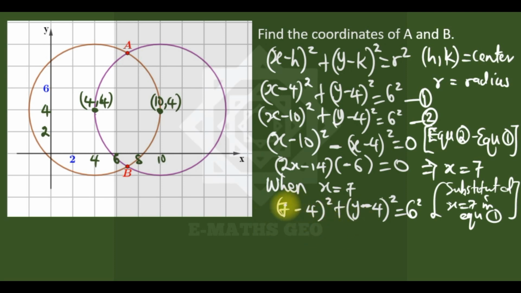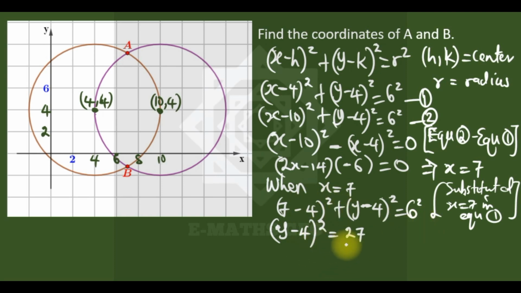So let's solve for y. 7 minus 4 is 3, so 3 squared comes over. We have (y minus 4) squared equals 6 squared minus 3 squared, which is also a difference of two squares. 6 plus 3 is 9, 6 minus 3 is 3, and 9 times 3 is 27. So that's the result, because I applied the difference of two squares to 6 squared minus 3 squared.